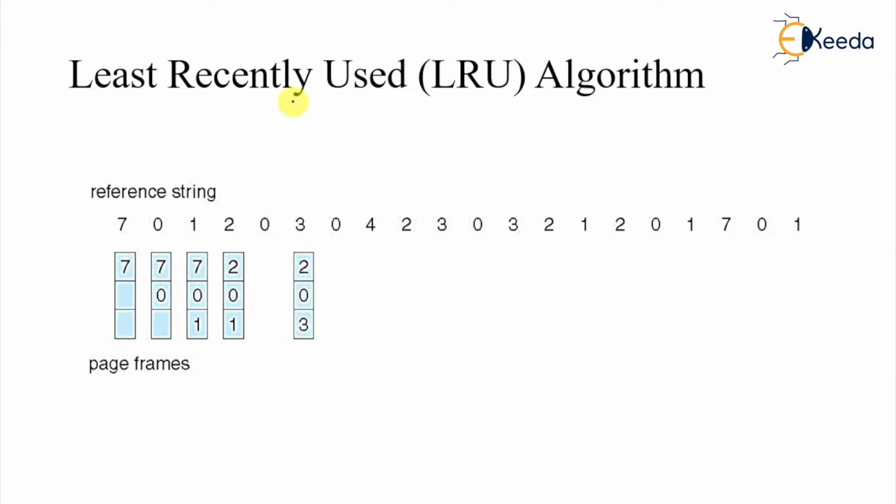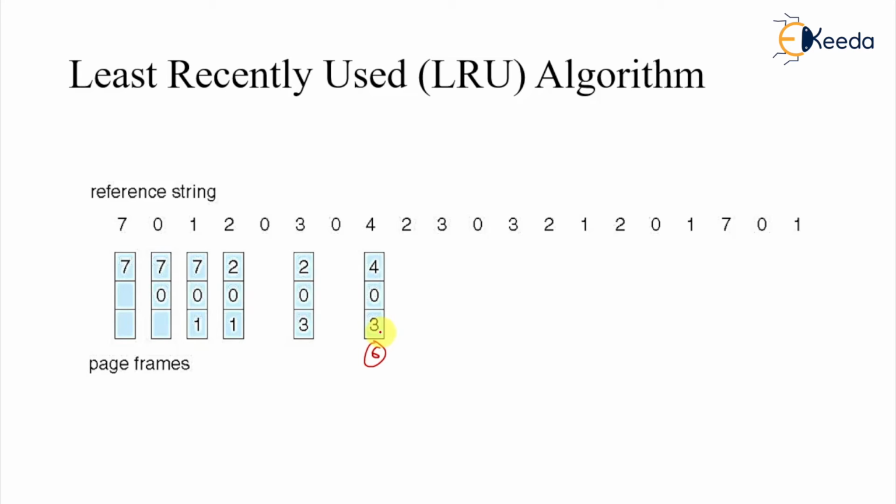Now the next is 3, and 3 is not present. So 3 is going to replace one of them. 0 and 2 are most recently used, so 1 is least recently used, and 3 replaces it. That is the fifth page fault. 0 is a hit and 4 is a miss. 0 and 3 are most recently used, so for 4 we replace 2, and that is your sixth page fault.